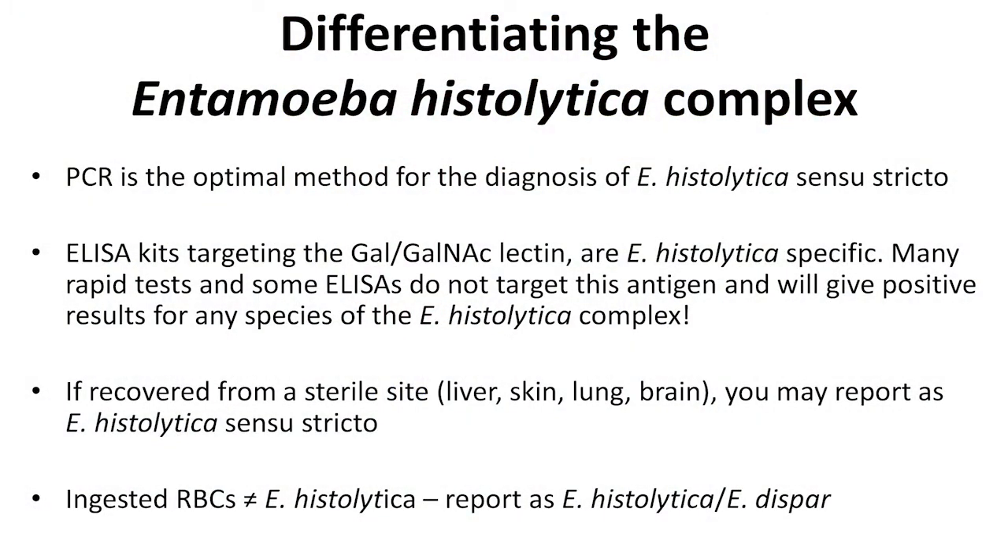If you see something that looks like an Entamoeba histolytica complex in your patient's fecal specimen and you want to identify it to see if it's truly Entamoeba histolytica, I think the optimal method is an Entamoeba histolytica sensu stricto specific PCR. PCR for feces is getting quite good these days.